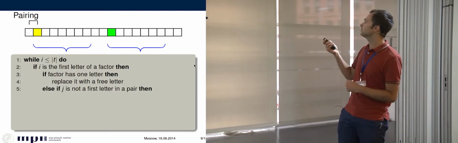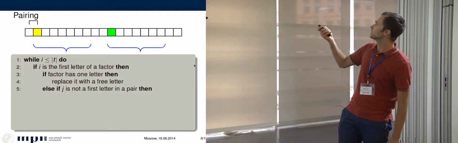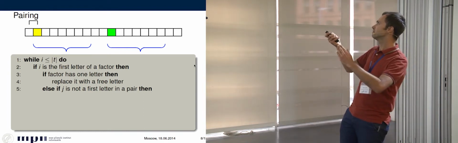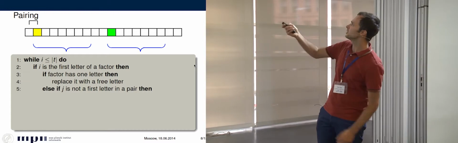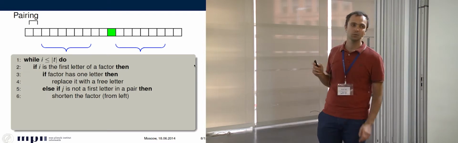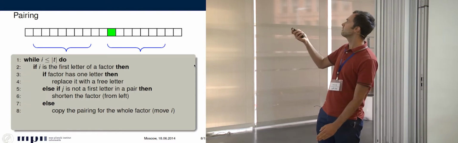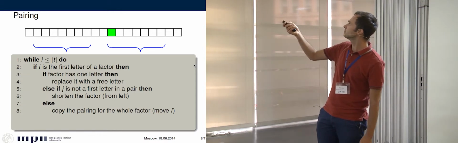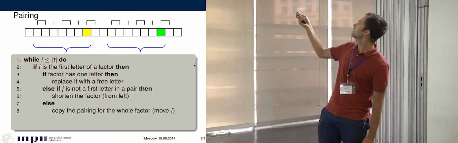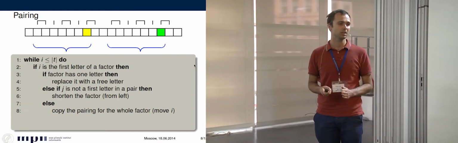Then, if this is not the case, we check whether we can copy the pairing, so whether this first letter of the definition is the first in the pair. In this case, this is wrong because it's paired to the left. So in such a case, we shorten the factor by this one letter. And in the proper case, when everything is fine, we simply copy the whole pairing. So we have the pairing for the factor exactly the same as for the definition, and we just slide the whole window till the end of the factor.